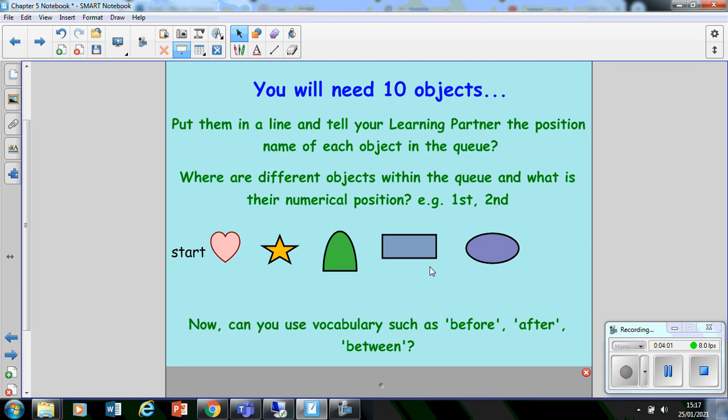Okay, you should have your ordinal numbers from yesterday all written down or printed off for you. So use those to help as well. So once you've done your warm-up, pause the video now, get on with your warm-up, and once you've done your warm-up, we will move on. Okay?